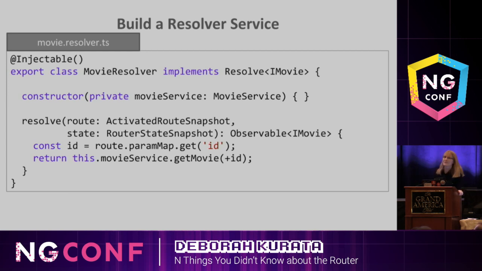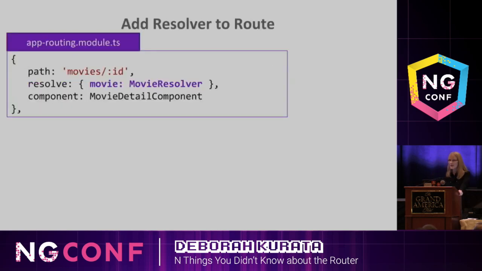I go to my route to get my ID because this is a detail page, so I have to know which movie I'm displaying the detail for. And then I call this.movieService.getMovie, and notice that I do not have a subscribe on there. The resolver will automatically subscribe for me, and then it will wait until the data is returned before it continues with the route. Because this is a service, we need to add it to the providers array. In our configuration, we add the resolve property, specify a name and the class name, and that associates a resolver with a particular path in our component configuration.